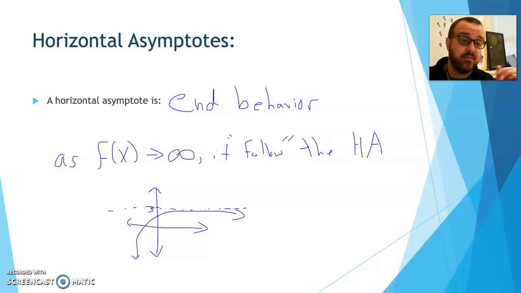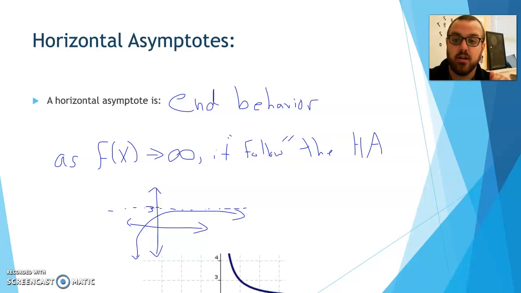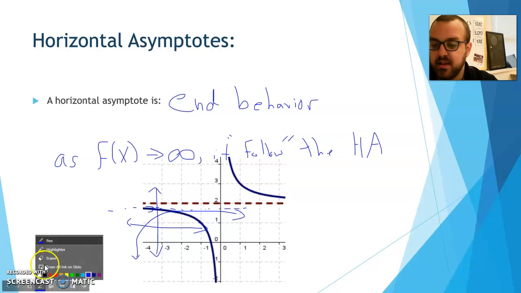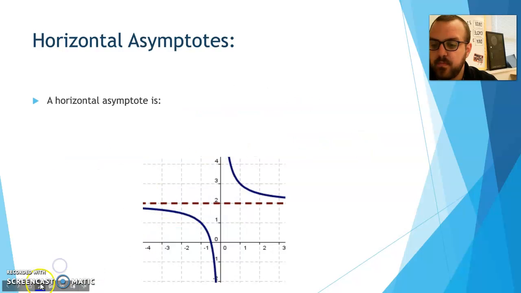Again, just like the vertical asymptote, it'll get closer and closer and closer, but never actually reach that value. So I actually have a picture here. Let's clear the slide, and you can see that picture a little bit better. You can see this function as it goes out towards infinity, and as it goes out towards negative infinity, it is following this horizontal asymptote. It's getting closer and closer to that value without ever reaching it.